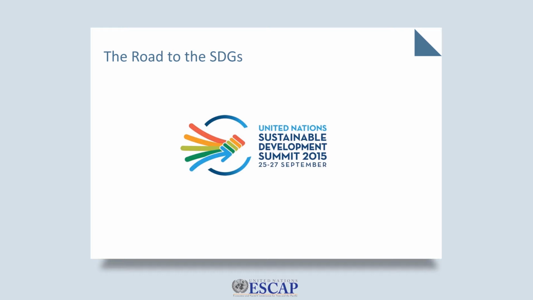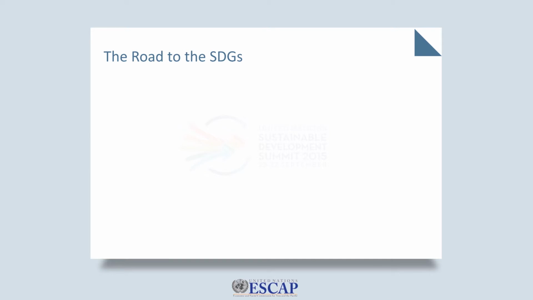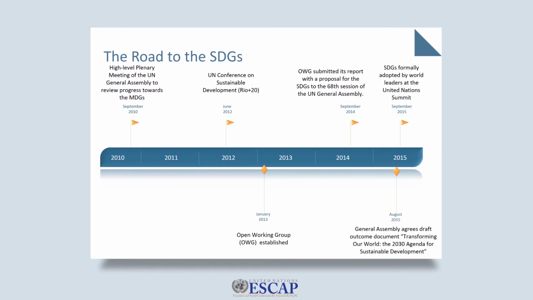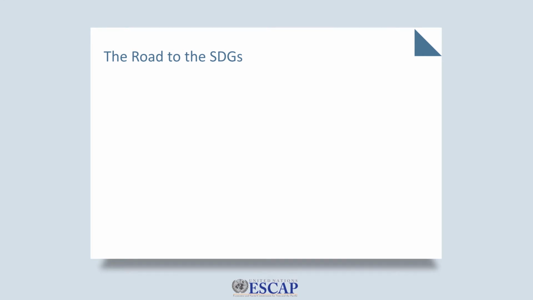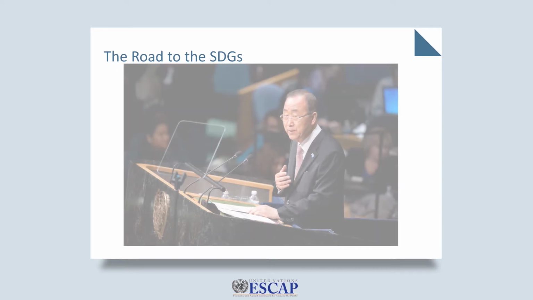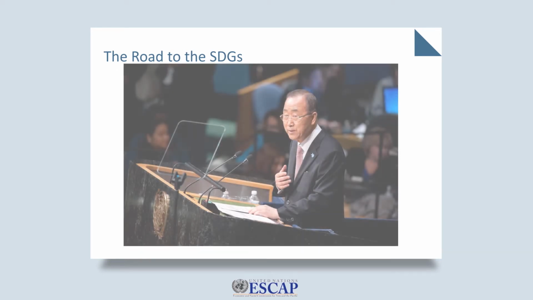The process began during the 2010 high-level plenary meeting of the UN General Assembly, at which governments called for accelerated progress towards achieving the MDGs and for new thinking on ways to advance the UN Development Agenda beyond 2015. The process to define what would become the Sustainable Development Goals and to establish an open working group to develop the SDGs was launched at the UN Conference on Sustainable Development, also sometimes known as the Rio 20 Conference, in June 2012, Rio Plus 20.